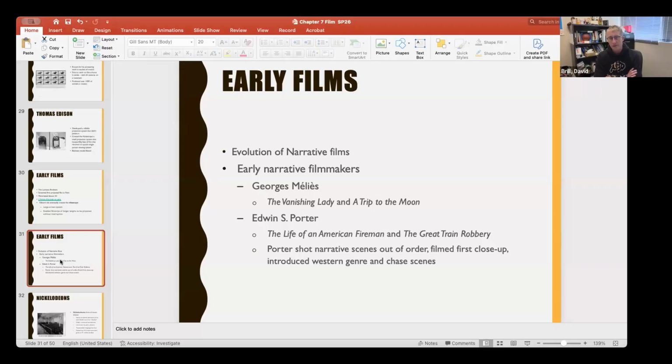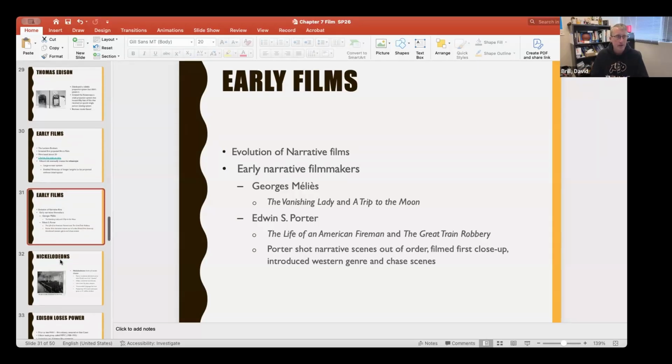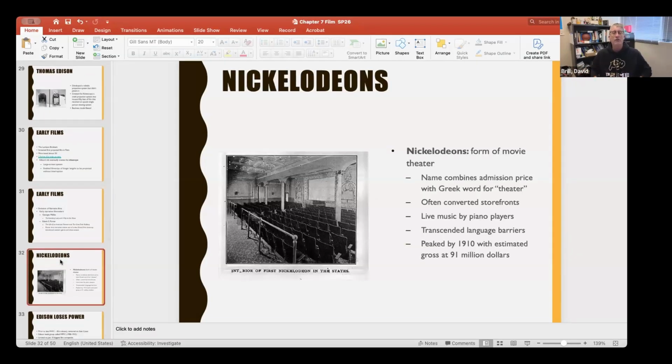It's about these guys that rob a train. The movie starts with the ticket counter, and then it cuts away to the train, and then inside the train. And maybe in the first 3 minutes, there's about 4 edits, but the fact is there's editing within that film. And so you now start to see the early inclination of what film will wind up being. But Porter shot narrative scenes out of order. He filmed the first close-up. He introduced the Western genre and chase scenes, and of course, later could put these things in order. So that was Edwin S. Porter. All related to what are called Nickelodeons.